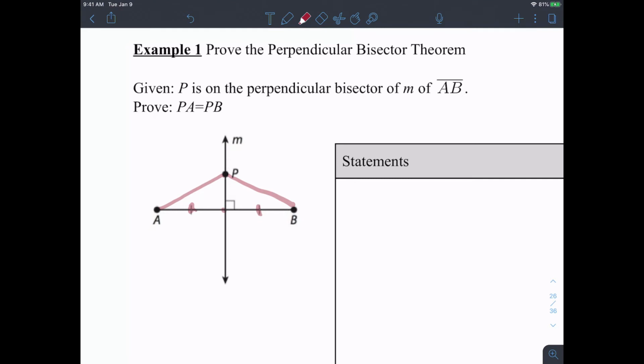Let's call this, I don't know, let's give it a name M because it's the midpoint. So MP is equal to itself. And they're both 90 degrees. So these two things are equal to each other, right? By the side angle side theorem, they must be equal to each other.